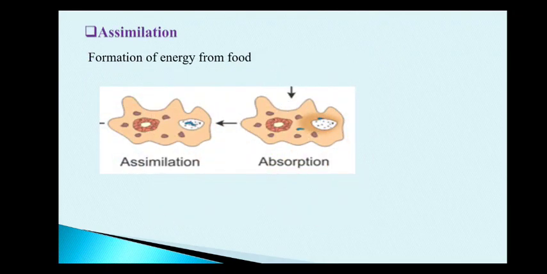Next is assimilation. What do you mean by assimilation? What does an organism actually need from the food? They get food to form energy. We are also doing the same thing. We need food to get energy. Amoeba is also doing the same thing. It requires food to form energy. So formation of energy from the food is said to be assimilation. Conversion of one form into another form is assimilation. The food is converted into energy. This process is assimilation. Here you can see the process of assimilation.